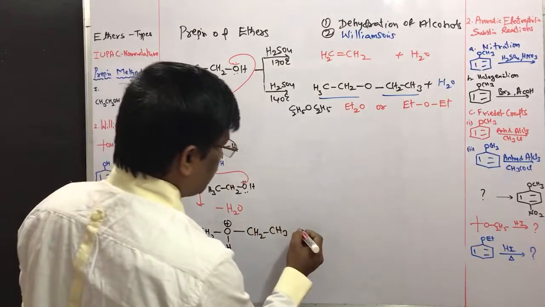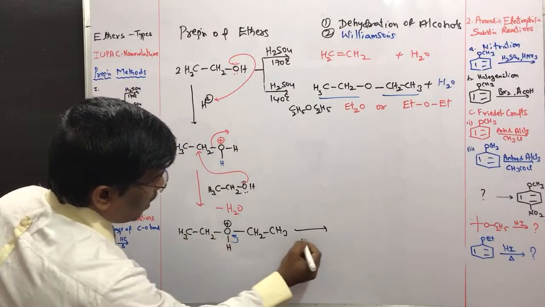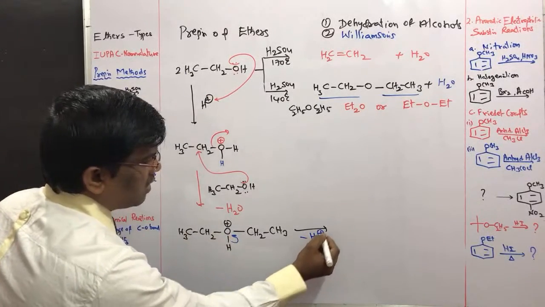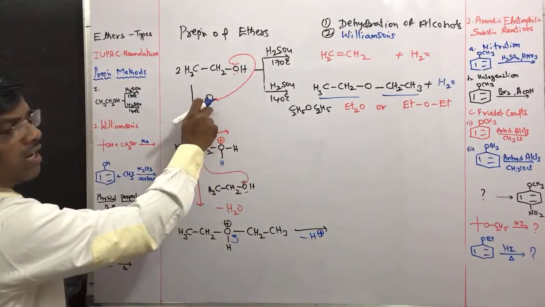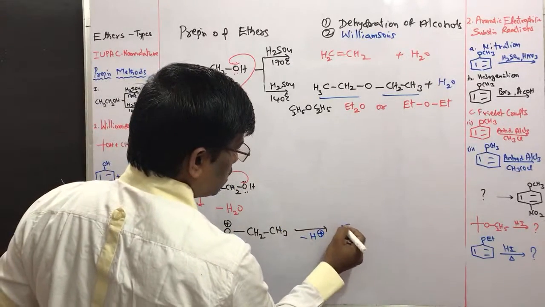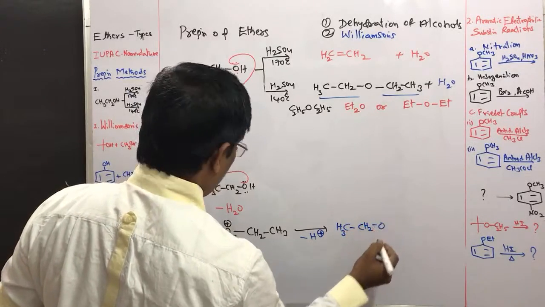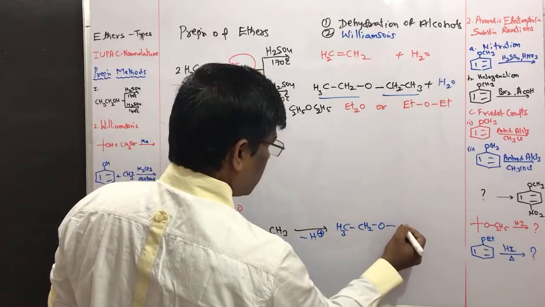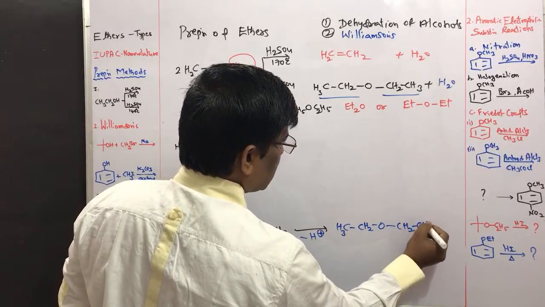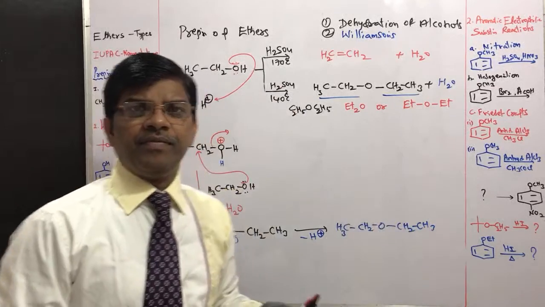Now it is very simple. It loses hydrogen, an H plus ion. Whatever is added here, it is coming out. So we have CH3CH2-O-CH2CH3. This is how I can prepare diethyl ether.